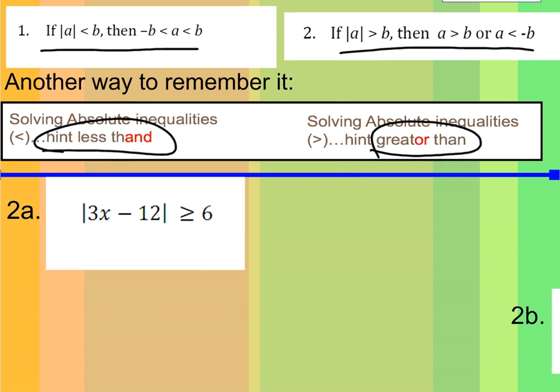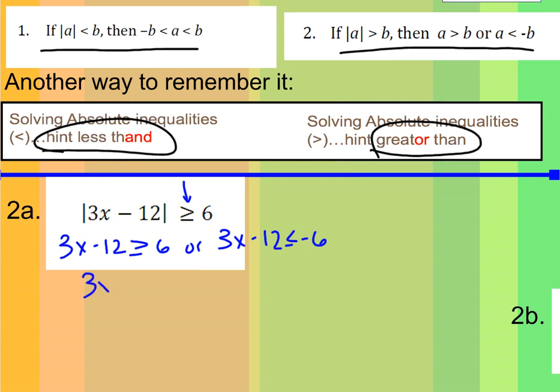3x minus 12 is greater than or equal to 6. So the absolute value is by itself, so we're fine there. Here's what happens. If it's greater, it's "or." That means 3x minus 12 is greater than or equal to 6, or 3x minus 12 is less than or equal to -6.